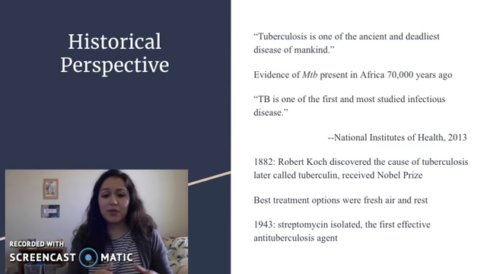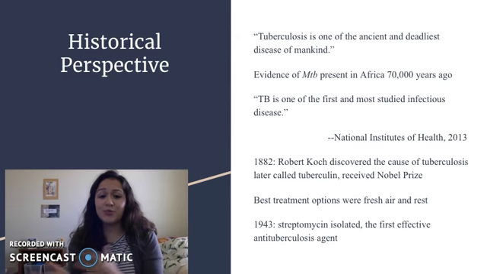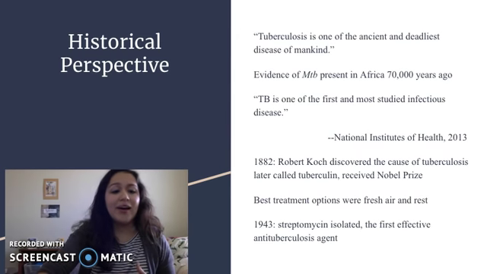But up until that point, the best treatment options for tuberculosis were just fresh air and rest, which really did not do much. And then in 1943, that's when the first streptomycin was isolated, which is kind of the first effective anti-tuberculosis agent. But again, that's 1943, when we're only in 2018.